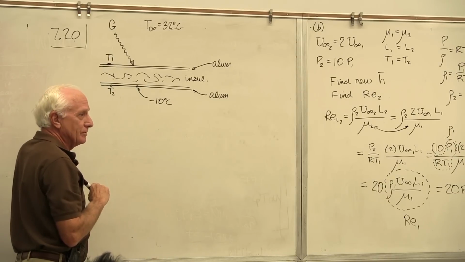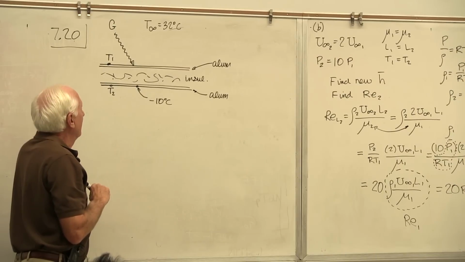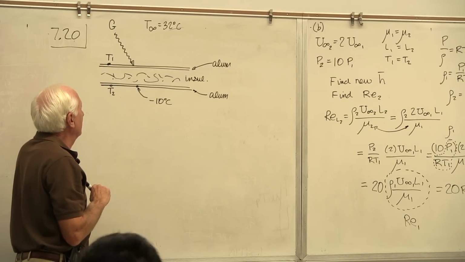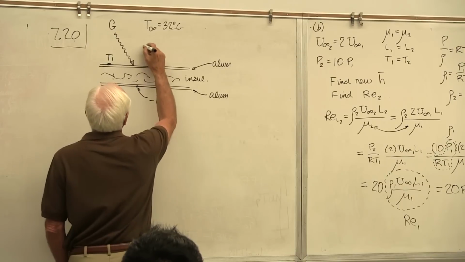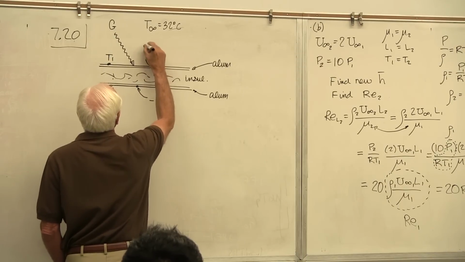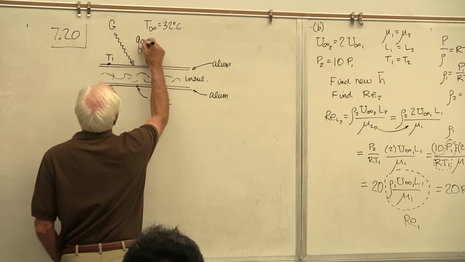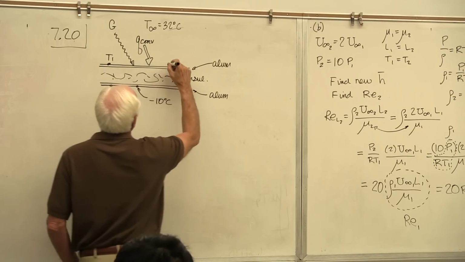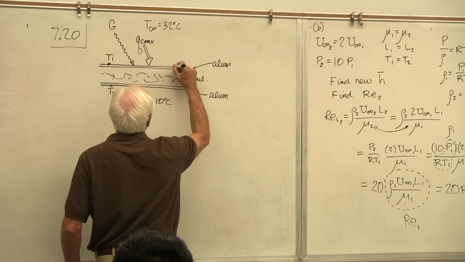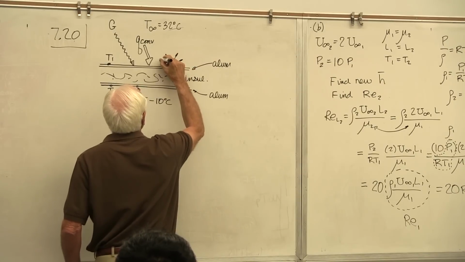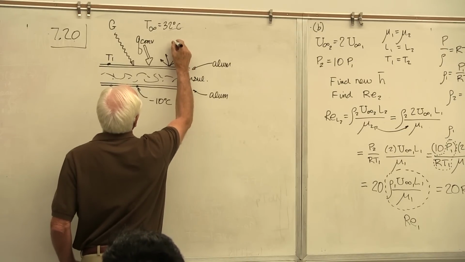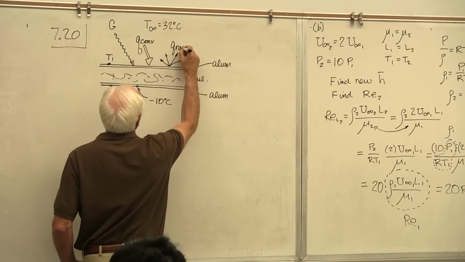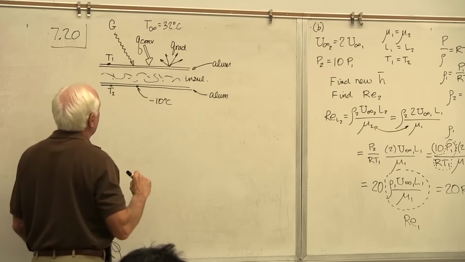Maybe it's less than 32 or greater than 32. I'm going to say that it's less than 32 for right now, just right now. So what comes into here now is convection. What goes out of here is radiation. Okay, and so this is Q radiation.